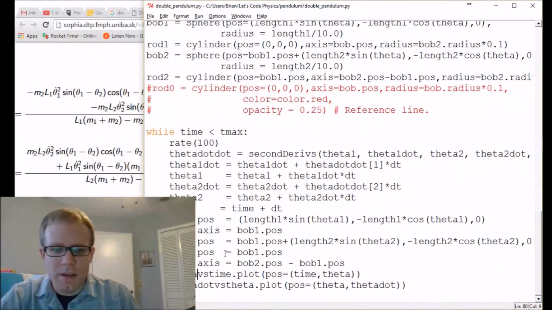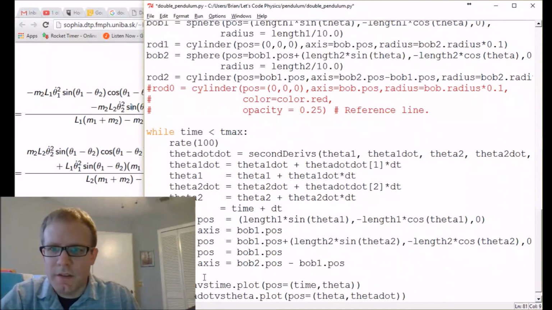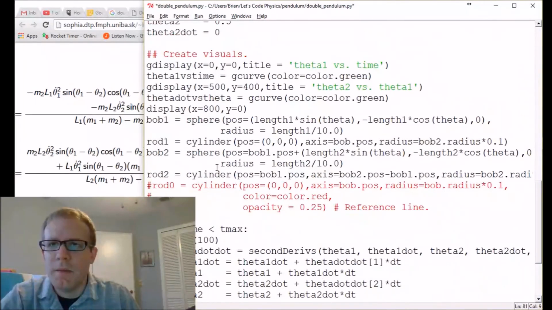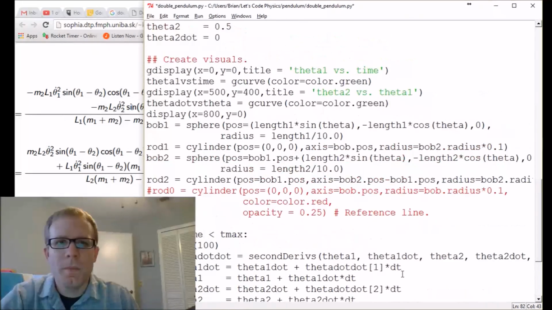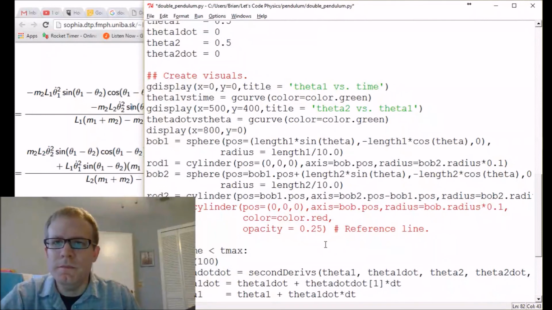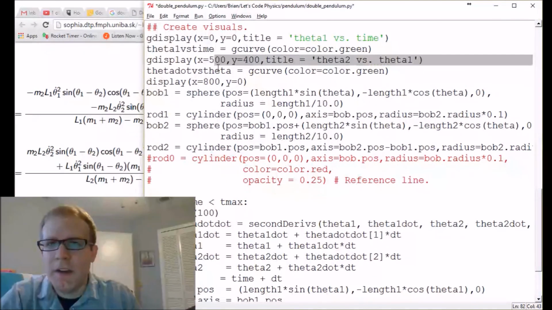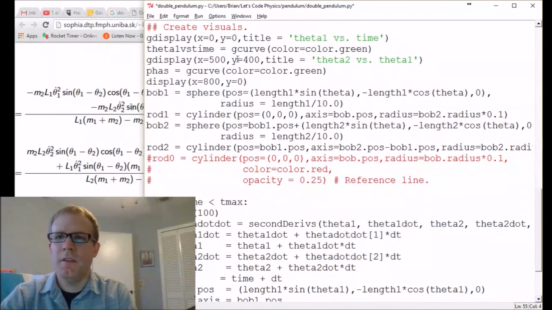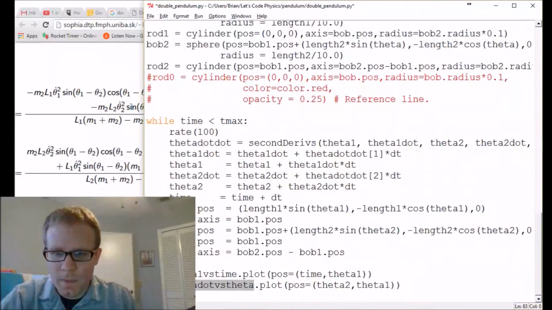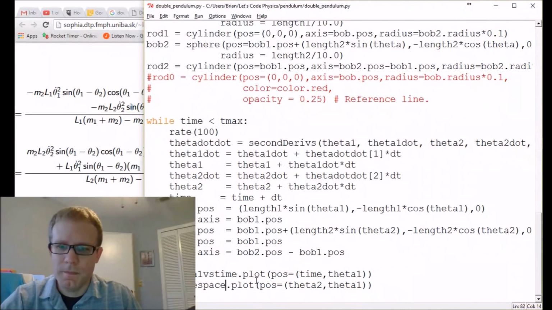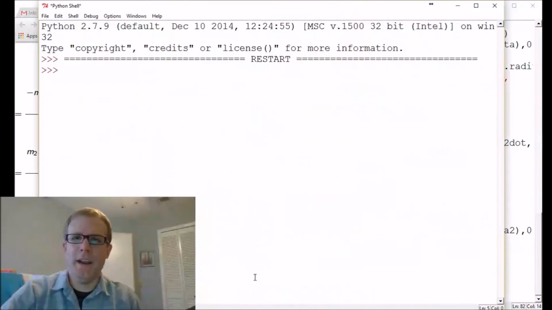And then I need to update the graphs. Let's see here. What did I rename this one? I did rename this one to theta 1. And let's call that one time and theta 1. Let's call this one theta 2 and theta 1. Yep. Cool. Well, I may as well rename the variable now anyway. So let's call this phase space. Phase space. Cool. All right, let's see what errors I made.